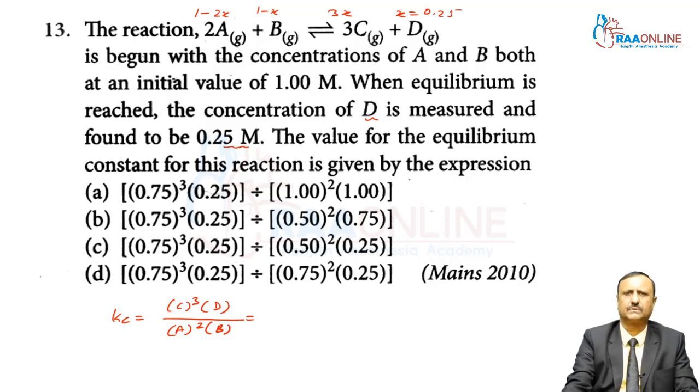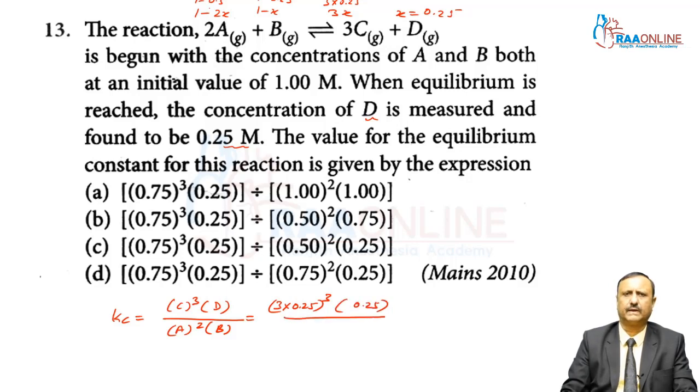So, in this way, when x is equal to 0.25, 2x is equal to 1 minus 0.5, here 1 minus 0.25, here 3 into 0.25. So, my dear students, here you can see the concentration of C to the power 3 means (3 into 0.25) to the power 3. You can also see that D is 0.25 and, my dear students, A is 1 minus 0.5, means 0.5 squared, and here 1 minus 0.25 means 0.75. You can see the 0.5 squared and 0.75.